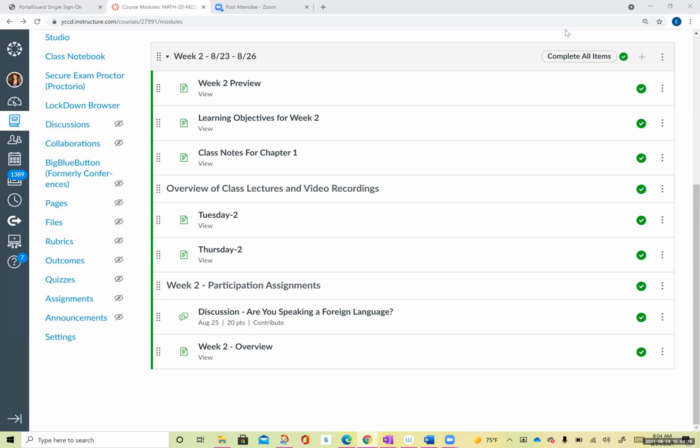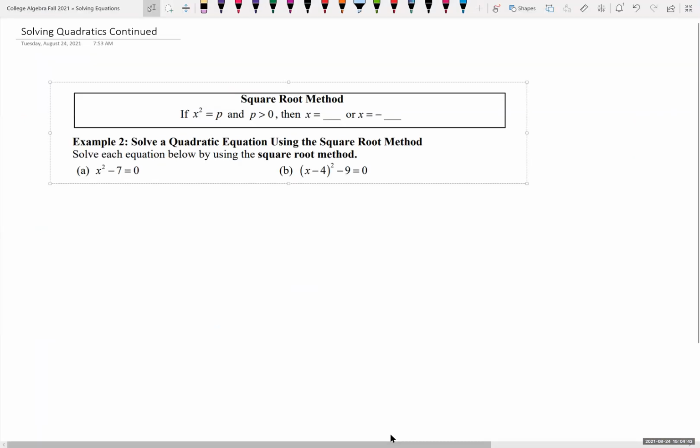So before I start in the notes, I just wanted to show you really quick that under your week 2 module, you'll see class notes for chapter 1. These are fill-in notes, and I may or may not use these. I will use some of it today, but I will be supplementing more information into the class notes if we do use them. So you can grab them from here, and you can print them off if you'd like. So let me get into our screen.